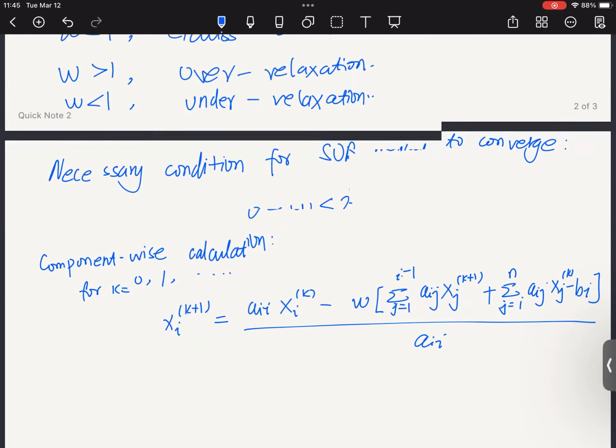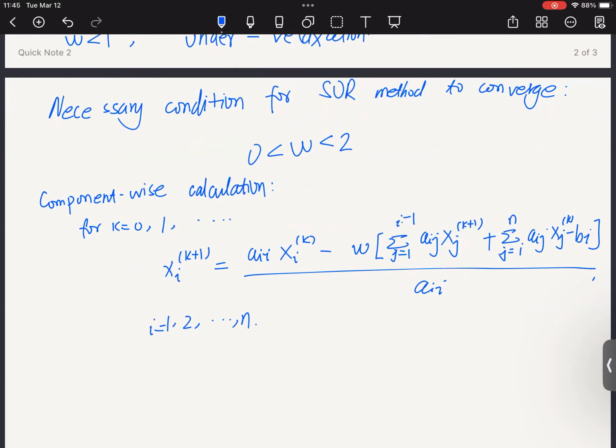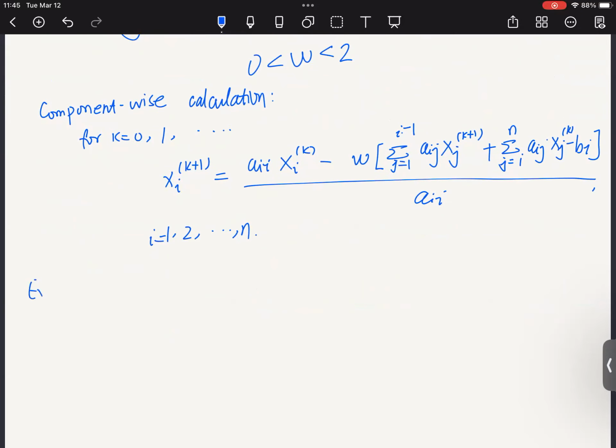Okay, let's see one concrete example. I'm going to use this component-wise calculation. So here is an example. We have the linear system AX equals B, 4x1 plus 3x2 equals 24, and then 3x1.